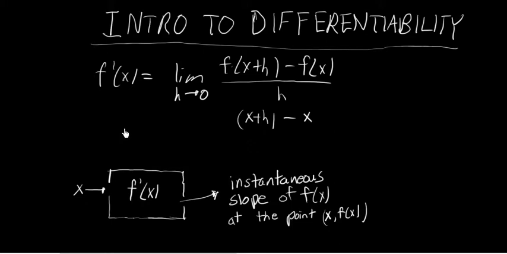More importantly, we noted that the function f prime of x is the instantaneous slope generating function for f of x. So what that means is if we plug in an x value and evaluate f prime of x at that particular x, our output will be the instantaneous slope of the function f of x at the point x comma f of x.